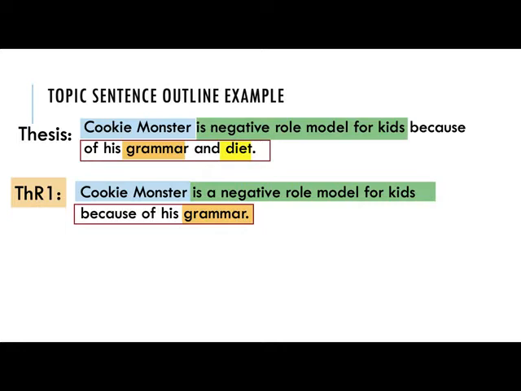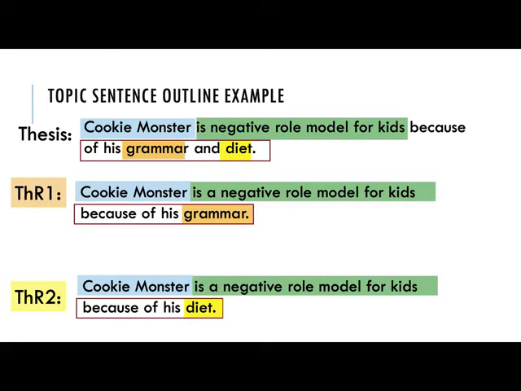See how we've taken it exactly from the thesis above and just put it together for this section of your paper. Then we would do it for the thesis reason 2. Cookie Monster is a negative role model for kids because of his diet. See how we've just parsed out these 2 different topic sentences directly from the thesis. Don't worry if it sounds redundant right now. We're not going to leave it like that. We're going to revise it further.